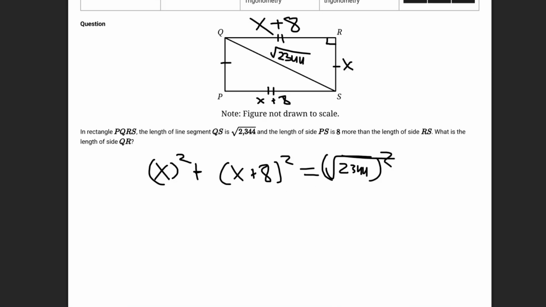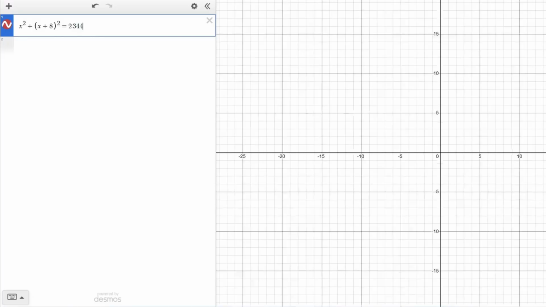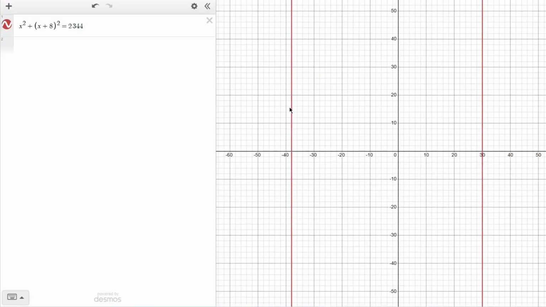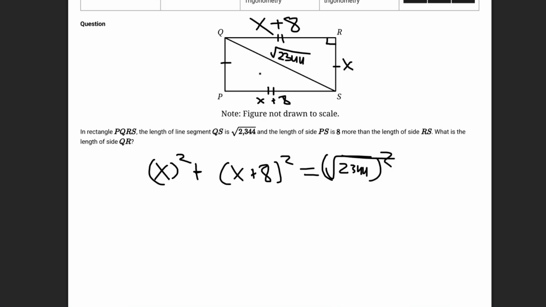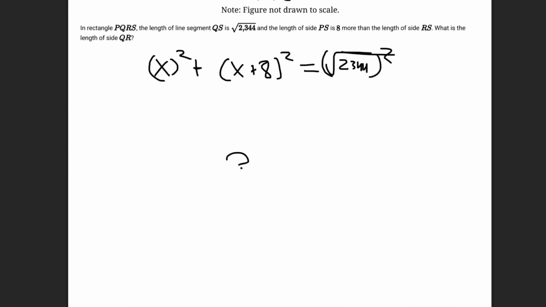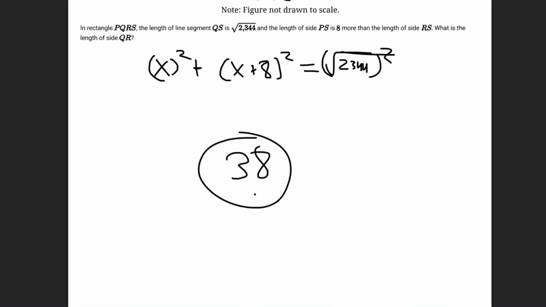So just type this into Desmos. X squared plus x plus 8 squared equals 2344. And I don't have to do square root because it cancels out with the square. Now let's look at where these lines intersect. Ignore the negative option because obviously a length can't be negative. So that's going to be 30 for x. And if x is 30, then x plus 8 would be 38. Because we're trying to find QR, so QR is 38, and that's your final answer.